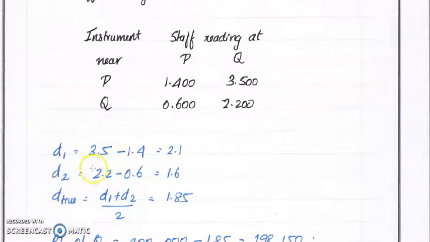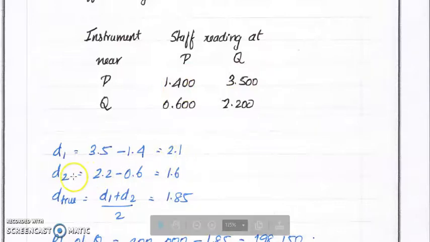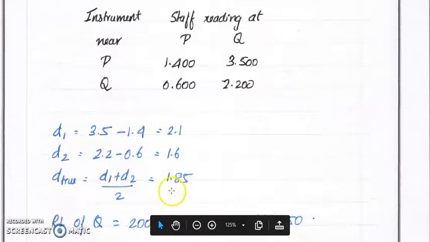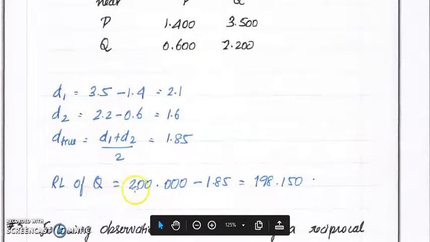So what is D1? We already know the formula: A1 minus A2, B1 minus B2. By using the same formula, D1 is 3.5 minus 1.4, which is 2.1, and D2 is 2.2 minus 0.6, which is 1.6. The true difference equals 1.85. Next, the RL of Q. The RL of P is 200 minus 1.85, so you get 198.15.